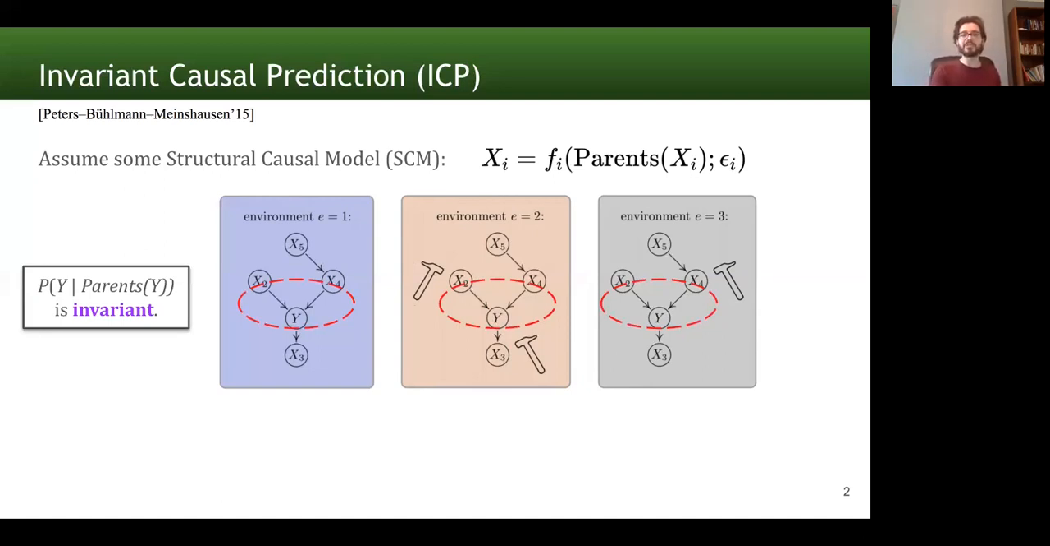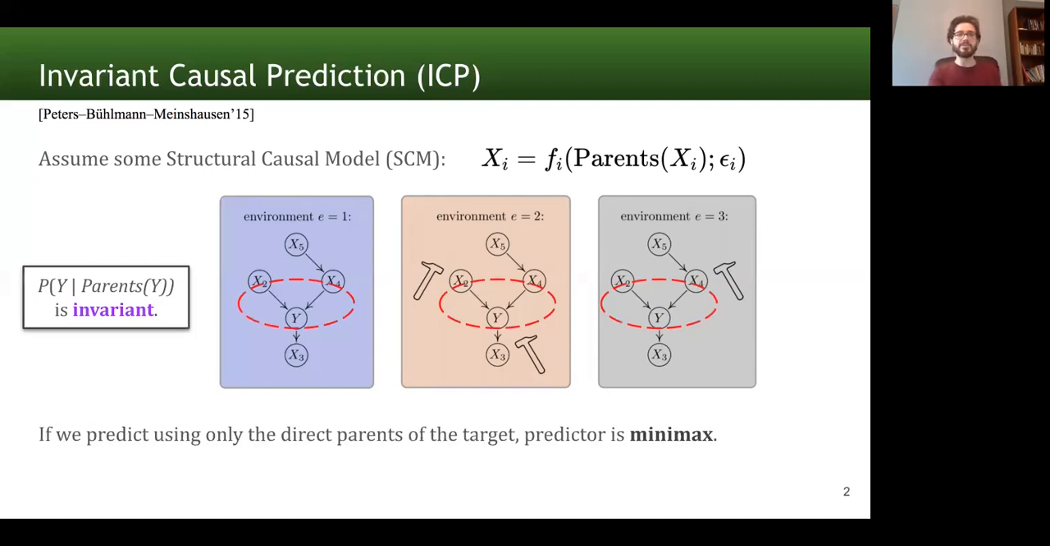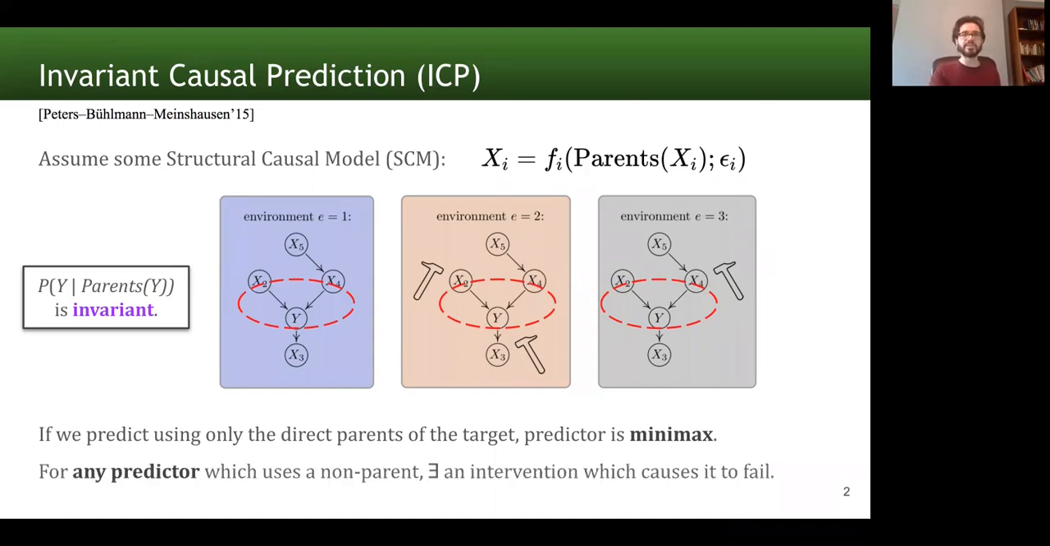And this means that if we train a predictor which only uses the direct parents of the target variable to make its prediction, it's minimax. In this context, what minimax means is that if we were to assume an adversary who is allowed to perform an arbitrary intervention at test time, so we could observe some other environment which has interventions, our predictor's predictive ability for the target variable would not change, because we are using this mechanism which does not change across environments. In contrast, if we were to learn a predictor which uses a non-parent, then there would exist an adversarial intervention which could cause it to fail pretty much arbitrarily.